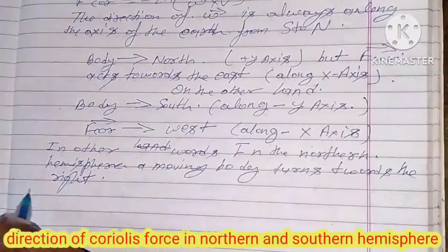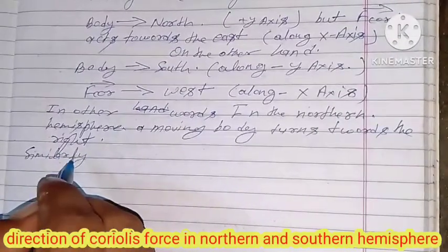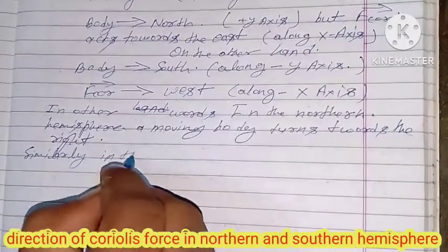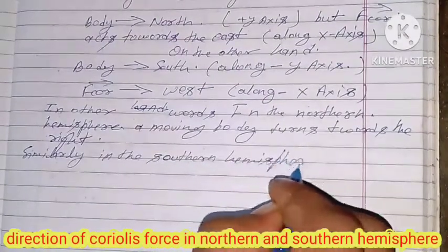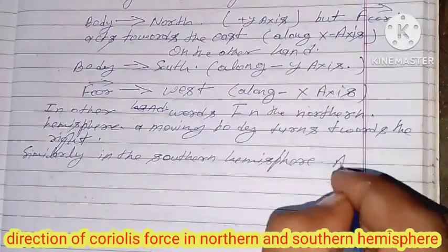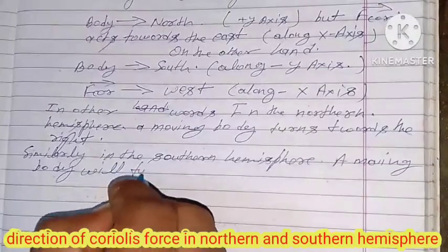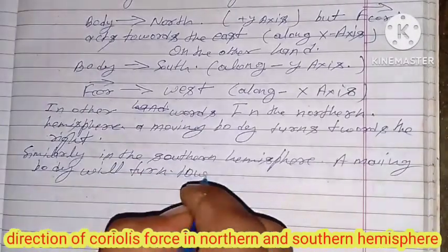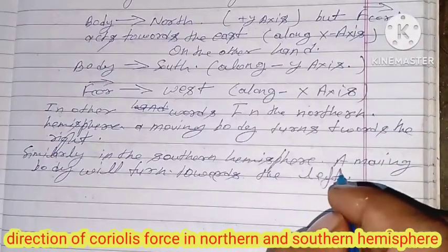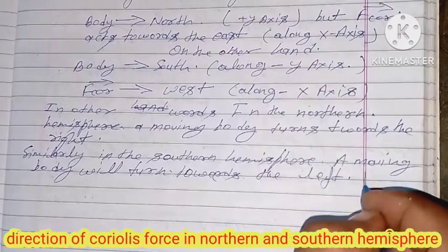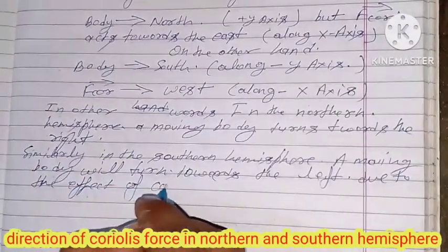Similarly, in the southern hemisphere, a moving body will turn towards the left due to the effect of Coriolis force.